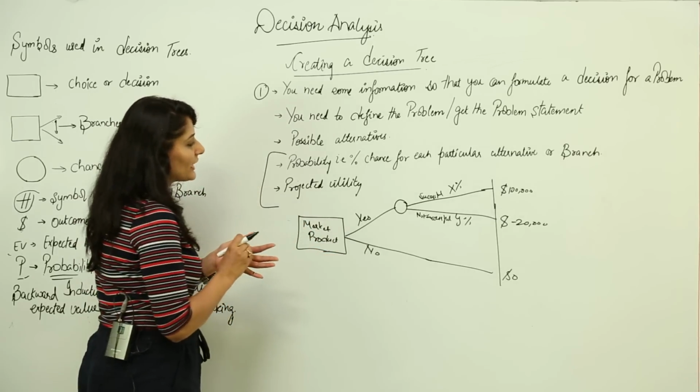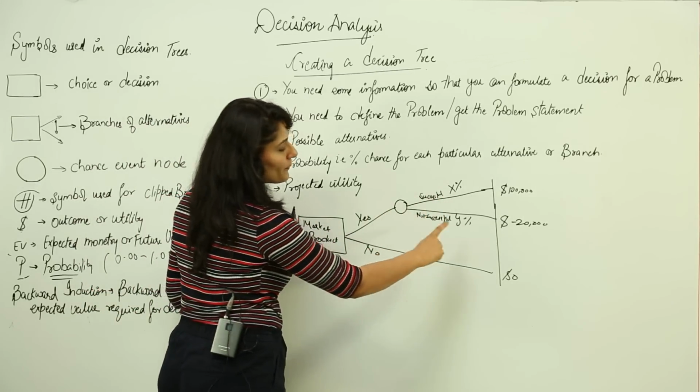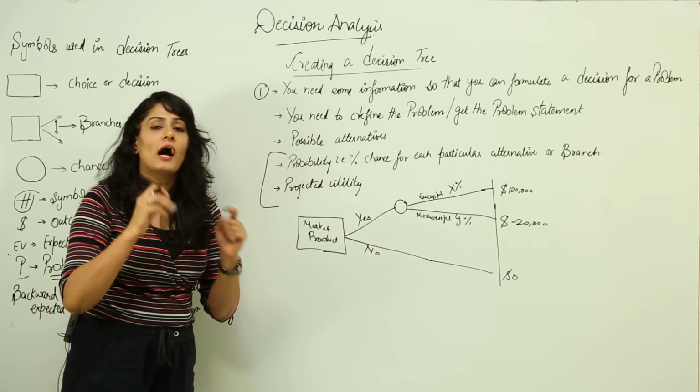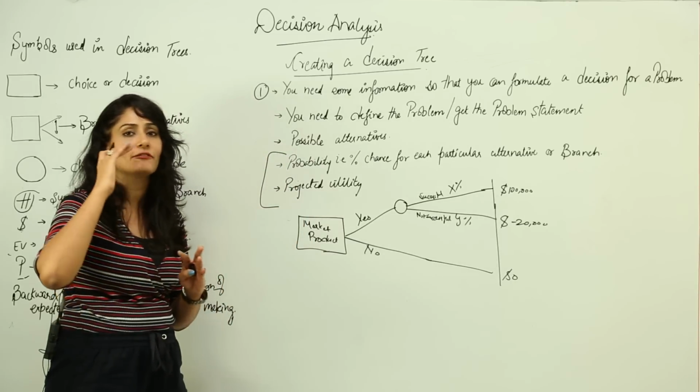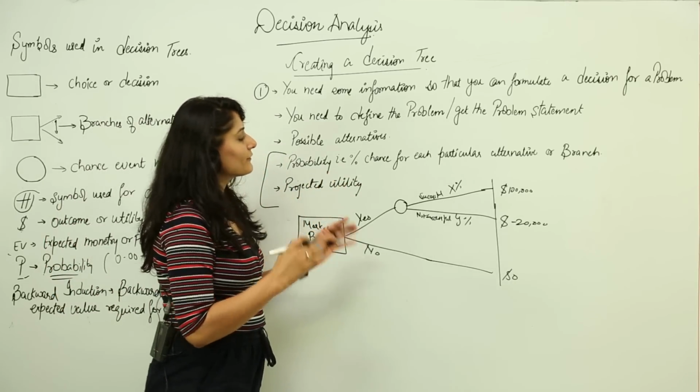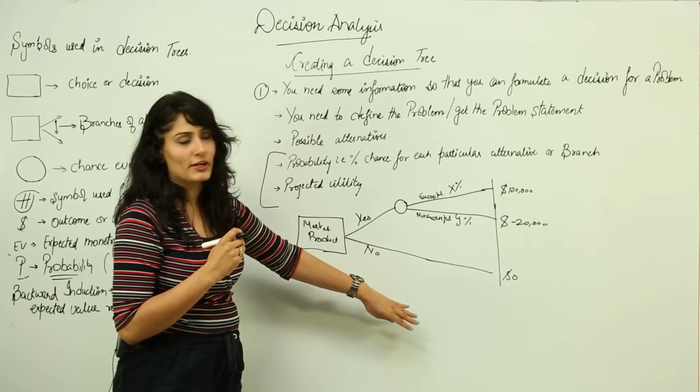So basically the project managers should just keep on branching out from these chance nodes until they are satisfied that all their alternatives have been placed, and whatever they need for taking a good decision should be placed over here, right.